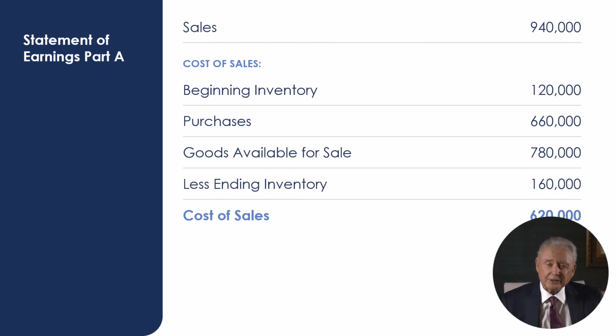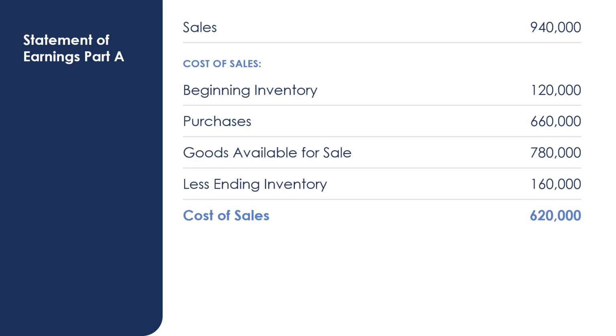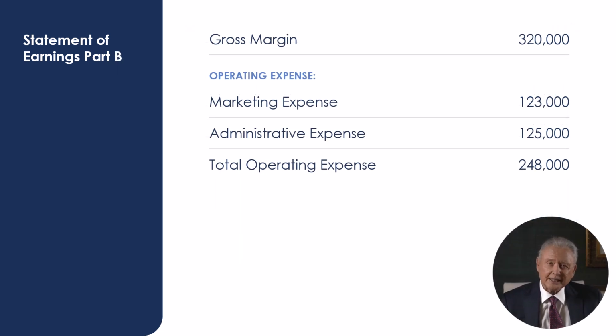Here we have sales, $940,000. Beginning inventory, $120,000. Add in purchases of merchandise inventory, $660,000. The sum of both are goods available for sale is $780,000. Subtracting ending inventory of $160,000. Cost of goods sold equals $620,000. Gross margin, $320,000. Operating expenses, $248,000. Administrative expense, $125,000. Marketing expense, $123,000.